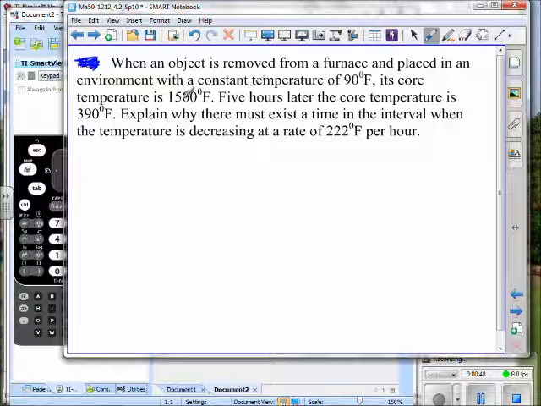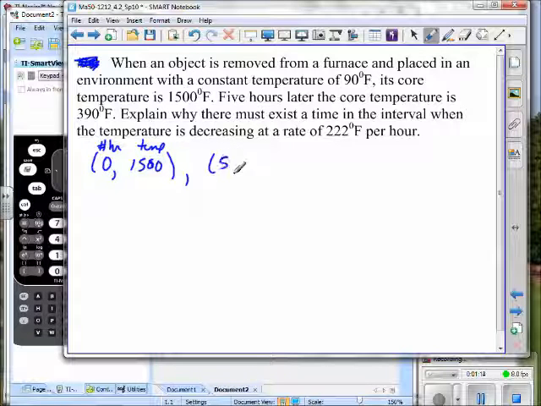When was it 1500 degrees? Yeah, at the beginning, when you first brought it out. So the input is number of hours outside of the furnace, and 1500 degrees Fahrenheit is the core temperature. Okay, and then we have 5 hours later, number of hours after you take it out, its core temperature is 390 degrees.